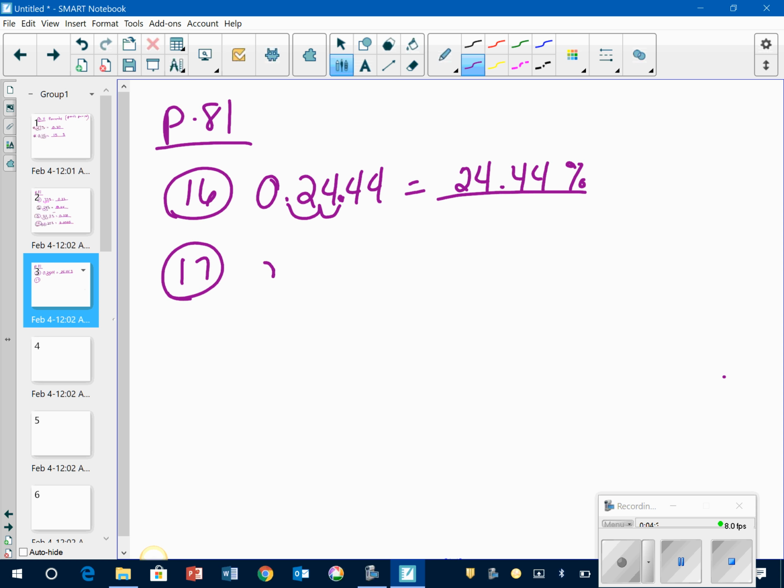Number 17, you have 0.3. You're going to move your decimal point over 2 places to the right. So it's 1, 2. So you have to add a 0. So then your percent now is 30%.